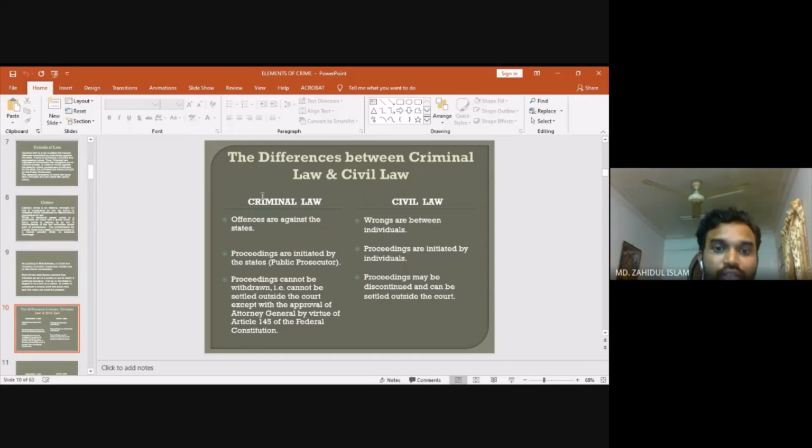If we see the difference between these two, in criminal law the offense is against the state. When you commit any crime under criminal law, it is considered that you are committing an offense against the state. But in private or civil law, if you commit a wrong against someone, it is considered a wrong between individuals. The proceedings are initiated by the state through the public prosecutor, which I mentioned earlier. The public prosecutor will bring the allegation against you in court.